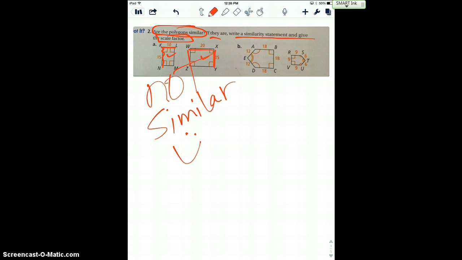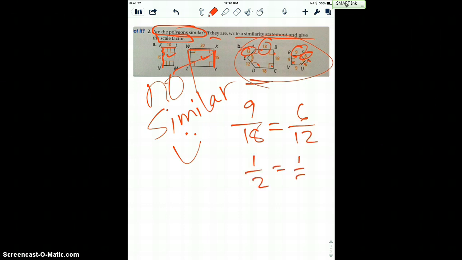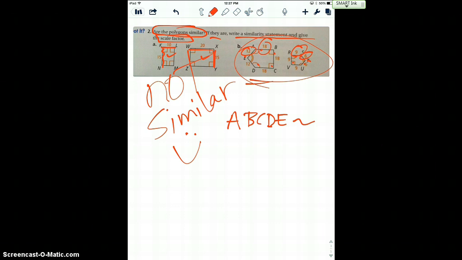Okay, second one, probably meaning that these are similar. Let's check. Are these similar? Well, let's check the corresponding angles. Boom, boom, boom, boom, boom. Yep, okay, angles are good. Sides: 9 goes with 18, just as 6 goes with probably 12. Are those the same? Half and a half? Oh man, they are. All right, so I need to write a similarity statement. I'm going to start with A and just go A, B, C, D, E. And you could have started with something else, but then the rest of it is going to be a little different. And then is similar to.